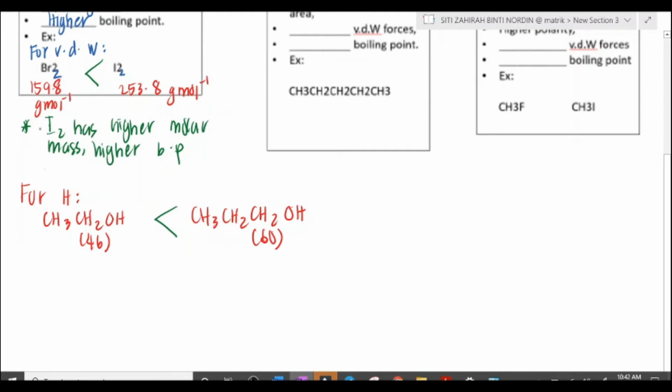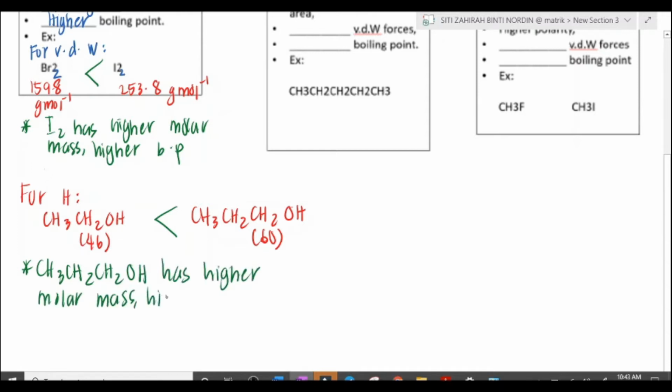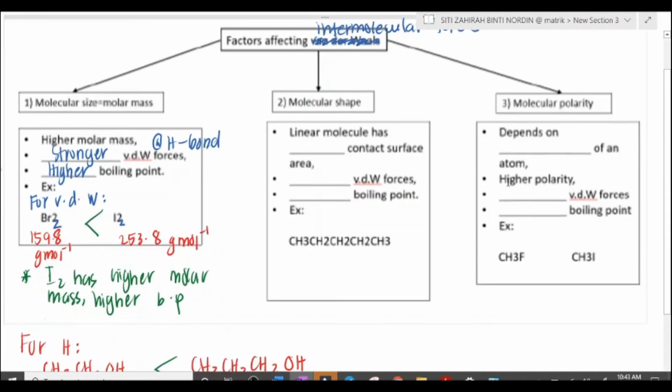Again, you have the same point as above. CH3CH2CH2OH has higher molar mass, so it has a higher boiling point. Okay, this BP stands for boiling point. It is not blood pressure. I don't teach you about blood pressure in chemistry.